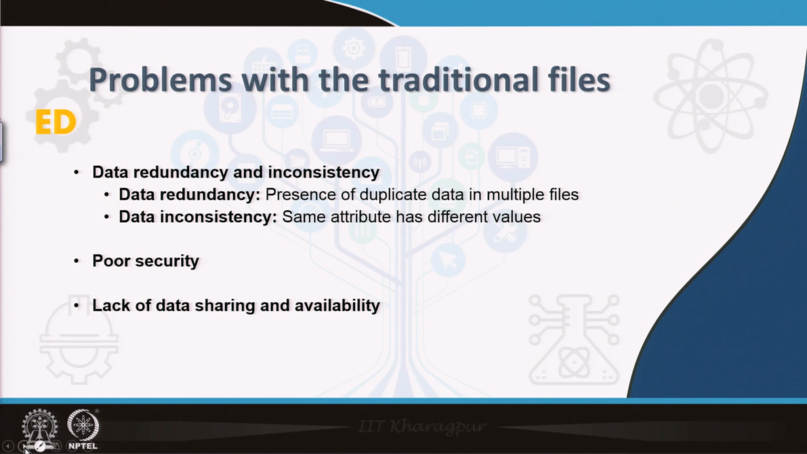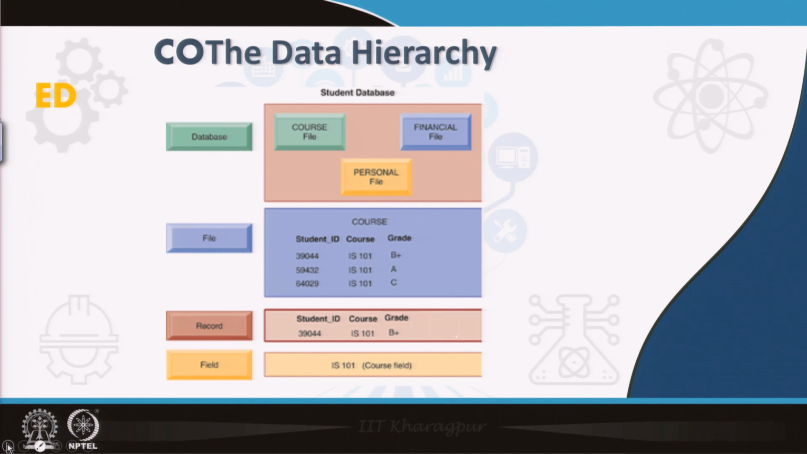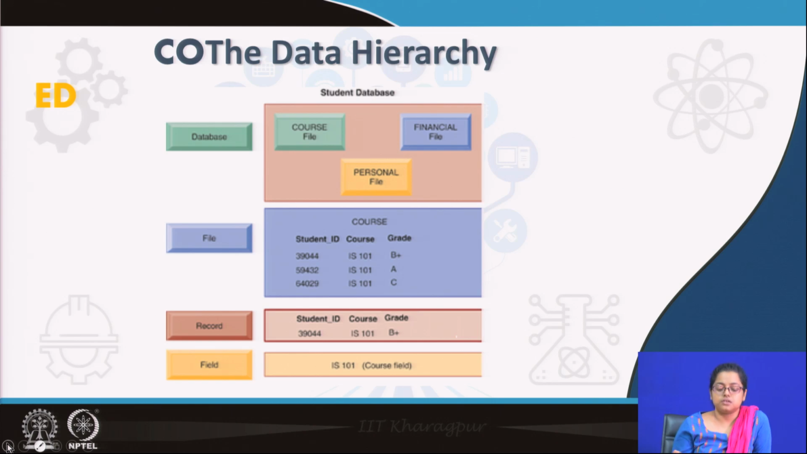But there are certain problems with traditional files. As we saw in the previous example, there could be a problem of data redundancy. If we go back to the previous slide, we see that the same data could reside in multiple locations. That could give rise to something called data redundancy.